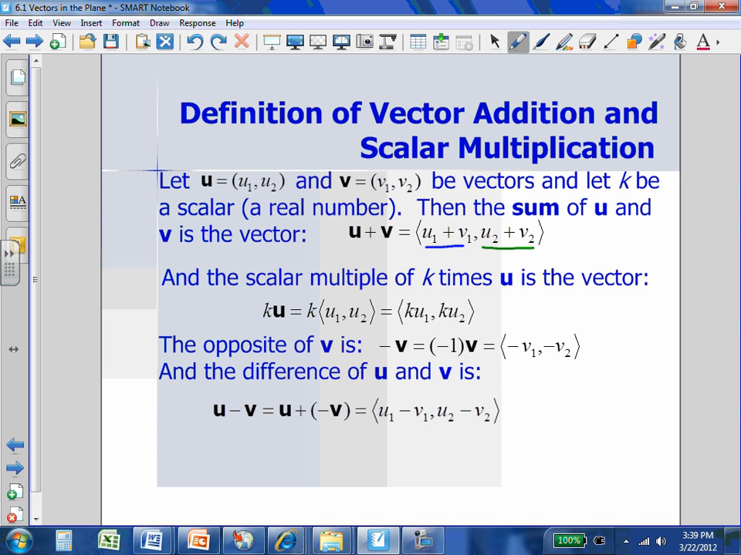Scalar multiple, k times. Basically think of it like distributing. You're going to take the scalar multiple k, and you multiply it in, so to speak, to both components so that you have k times u1 and k times u2.